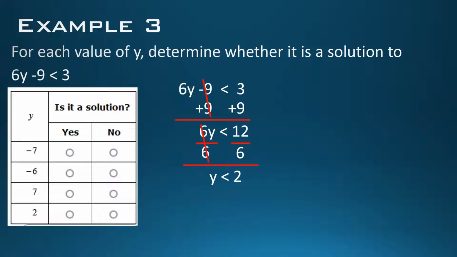Now we can put the numbers in place of the variable and see what makes sense. So for y is less than 2, let's put negative 7 in the place of y. Negative 7 is less than 2, is that true? Absolutely. Negative 6, that's also less than 2. 7 clearly is not less than 2. And 2 can also not be less than 2. Does that make sense? Awesome.